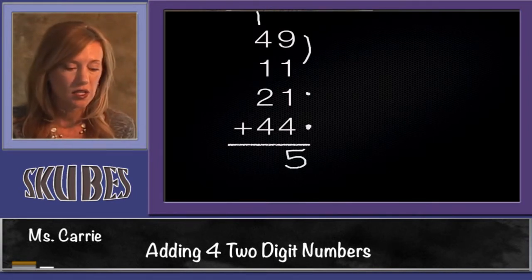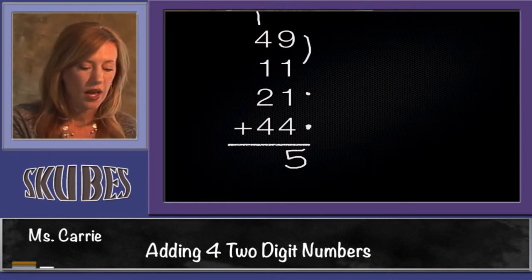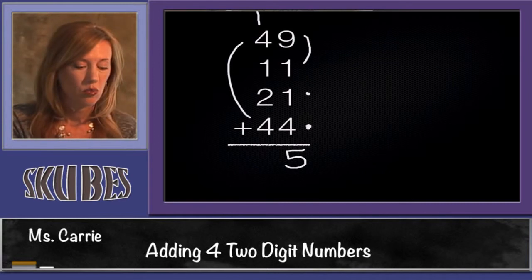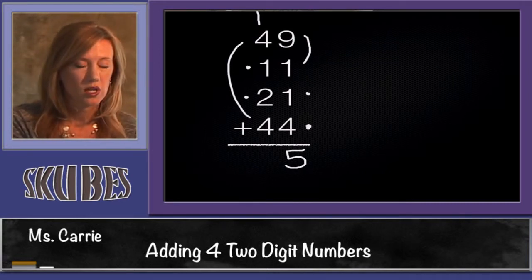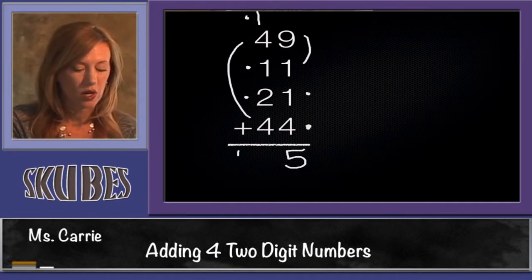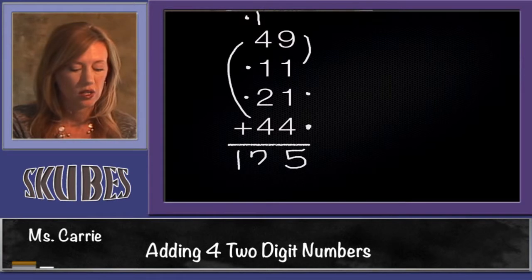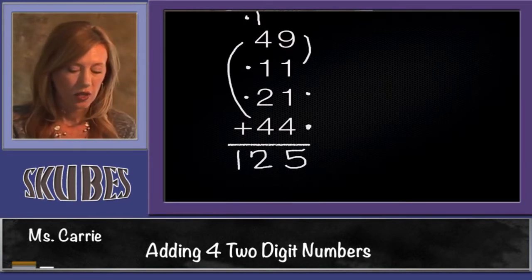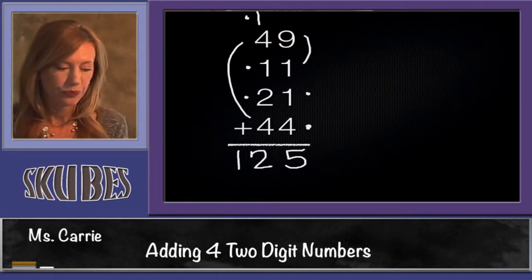Now let's add up the tens column. Well, I know that 4 plus 4 is 8, plus 2 more is 10, plus 1 more is 11, plus 1 more is 12. So our answer is 125. Let's look at another problem.